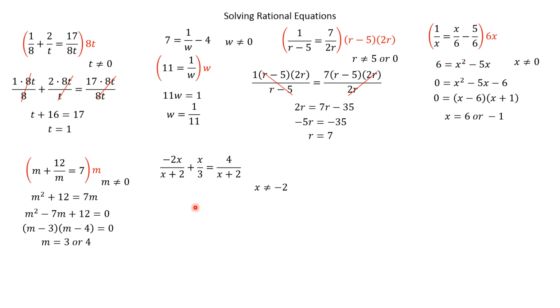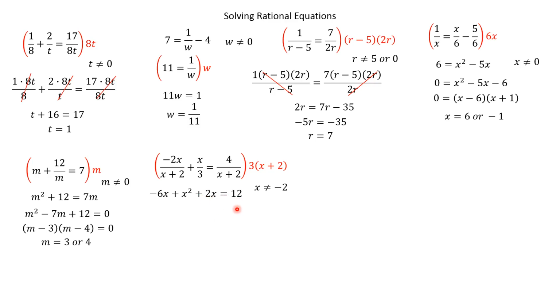Now, to multiply by the common denominator, we need an x plus 2, and we need a 3, and we need an x plus 2. Well, we already have an x plus 2. So we just need an x plus 2 and a 3. So 3 times x plus 2. When we distribute, here, the x plus 2 will cancel. So we have 3 times negative 2x. That'll be negative 6x. This one, the 3's will cancel. Then we can distribute. x times x is x squared plus 2x. And then here, the x plus 2's will cancel, leaving us with 3 times 4 is 12. So we get negative 6x plus x squared plus 2x from that distribution equals 12.